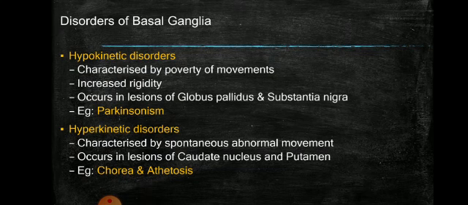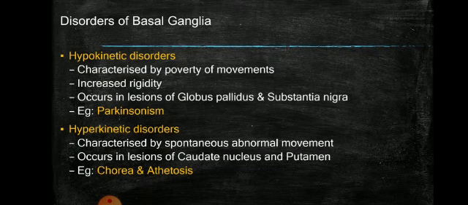There is increased rigidity of the muscle, and this normally occurs in lesions of the globus pallidus and the substantia nigra. Please keep in mind, whenever there is a lesion of the substantia nigra or the globus pallidus, the disorder is called a hypokinetic disorder, where the movements are less and there is muscular rigidity. A very typical example here is Parkinsonism.